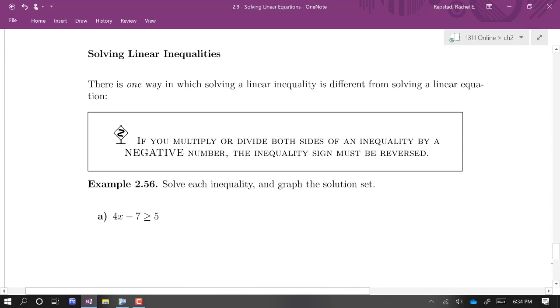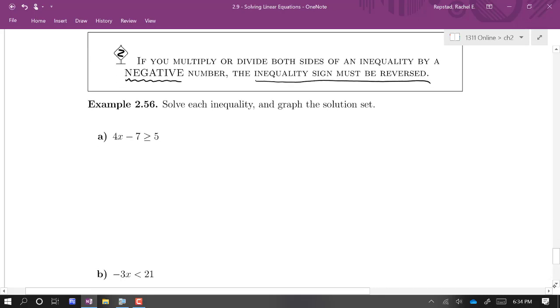Alright, so solving linear inequalities. We already know mostly how to solve these inequalities because it's almost identical to solving an equation. There is simply one extra rule, and that is that if we multiply or divide both sides of an inequality by a negative number, then the inequality sign must be reversed.